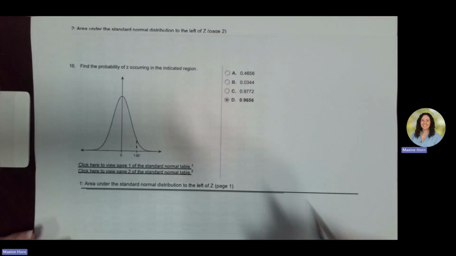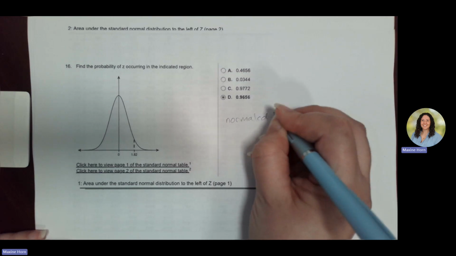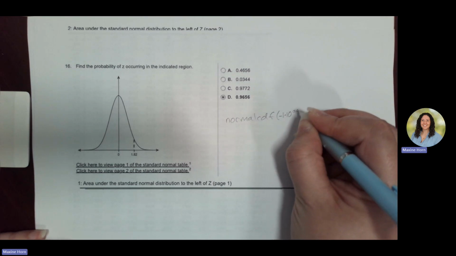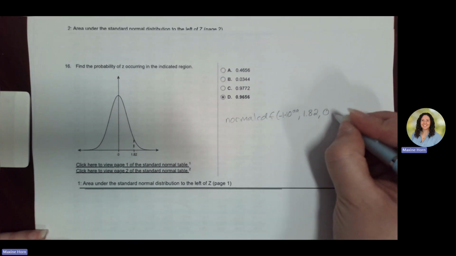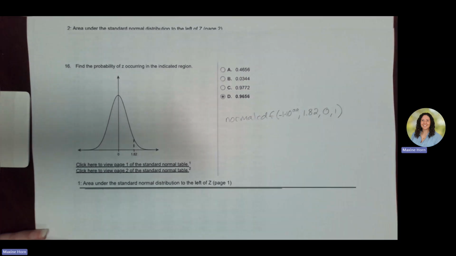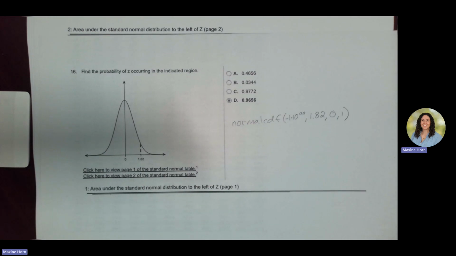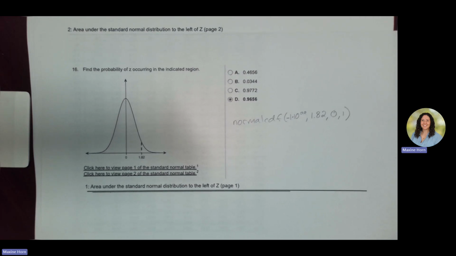0.9656. Or if we were doing this in the calculator, we would do normal CDF. Our lower bound would be negative 1 times 10 to the 99th. Our upper bound would be 1.82. Our mean is 0, and our standard deviation is 1, and we would get the same thing. But they wanted us to use the table specifically, right? They want to make sure you know how to use both of the tools at your disposal, the table and the calculator.